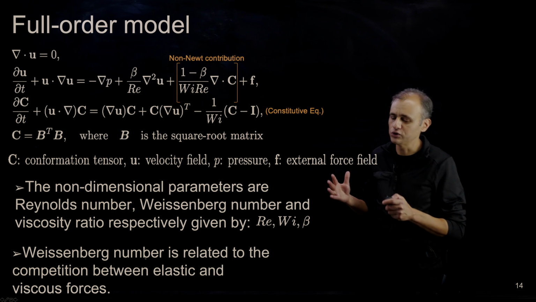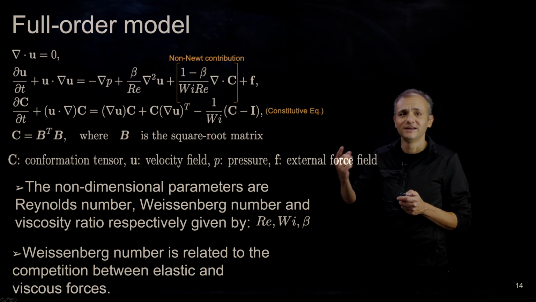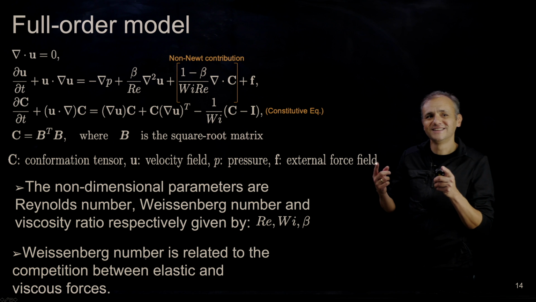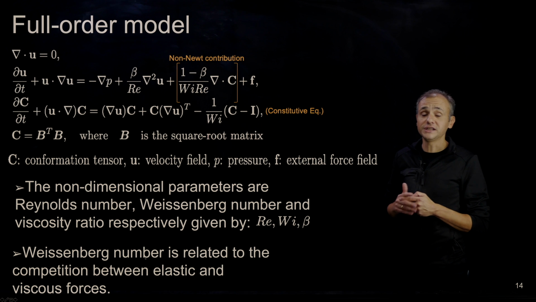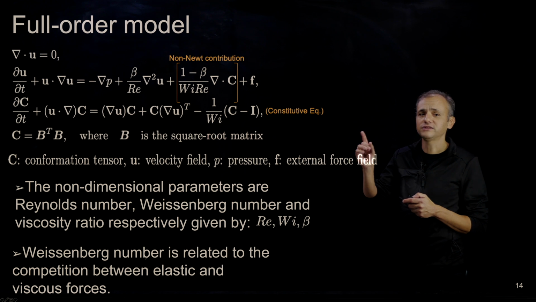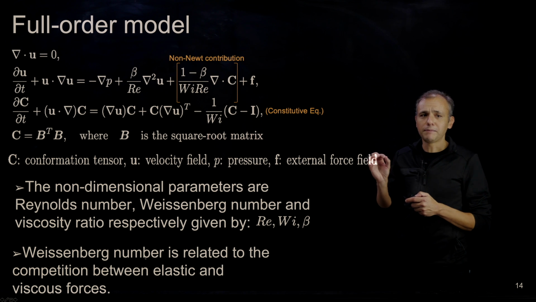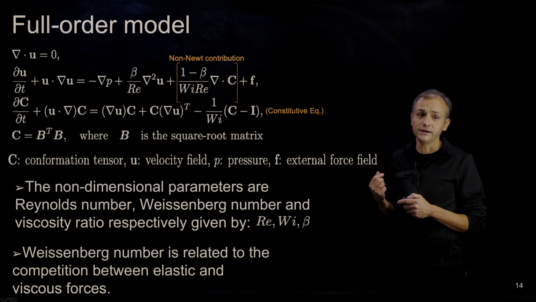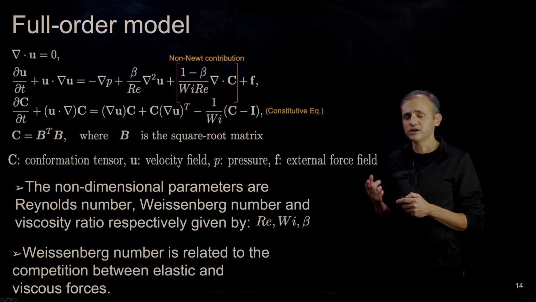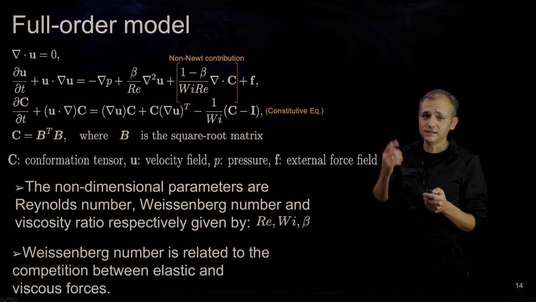For the full order model, we have some equations that we are interested in simulating to capture the snapshots. We have the mass and the momentum equations. It's important that we are highlighting the non-Newtonian contribution in the momentum equation. We are using the Oldroyd-B fluid, as I said, and then we have one constitutive equation for the conformation tensor, denoted by the letter C. You can apply the decomposition and obtain information on this matrix B, a square root matrix. It's important to mention that C is a symmetric positive definite matrix, and then you can apply this decomposition.